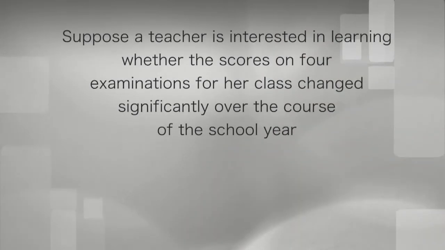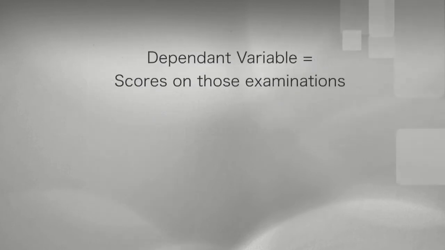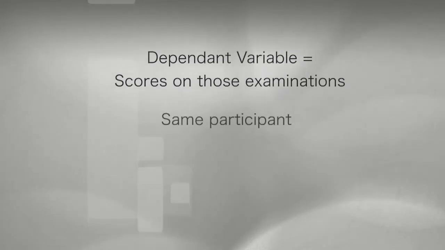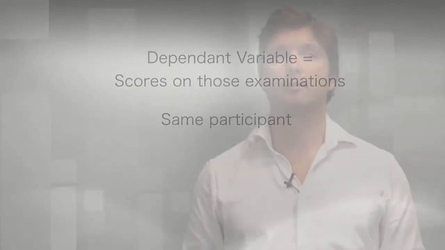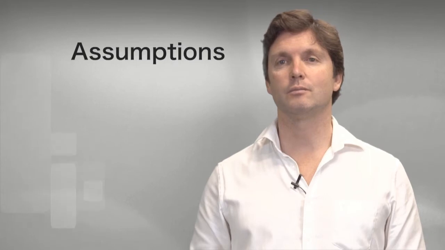Consider another example. Suppose a teacher's interested in learning whether the scores on 4 examinations for her class change significantly over the course of the year. Again, the dependent variable are the scores on those examinations. Because there's more than 2, and it's the same participant, then we know that we're using a repeated measures ANOVA.